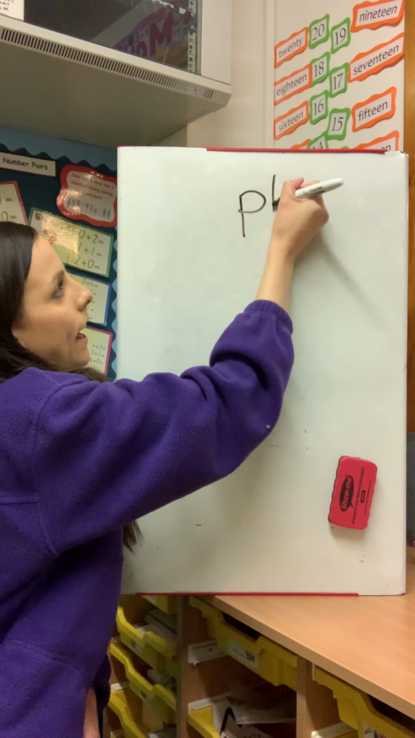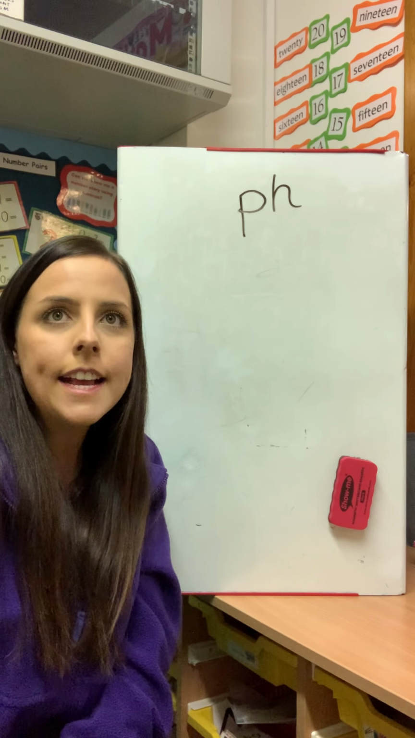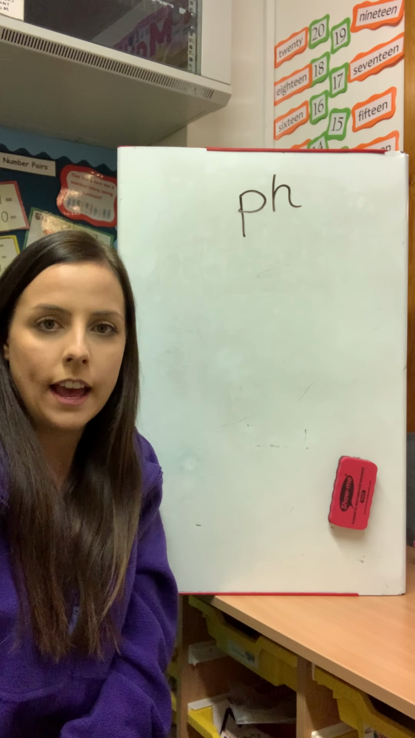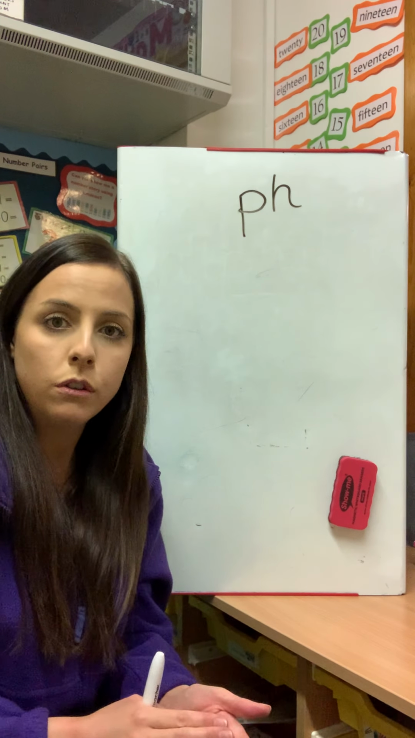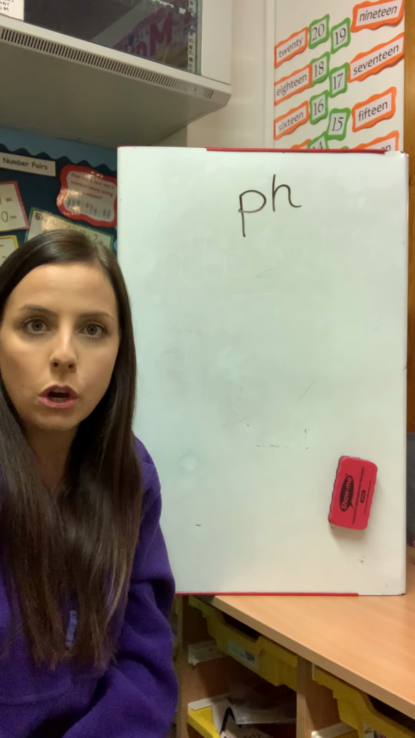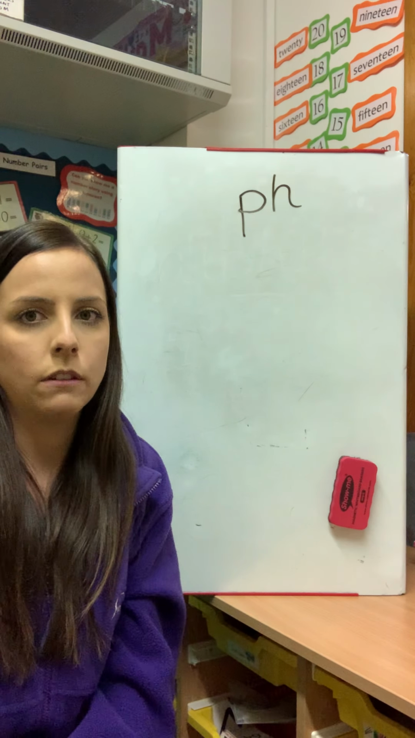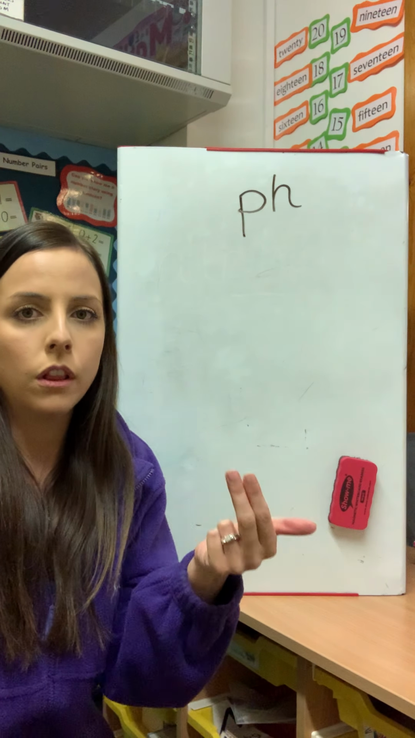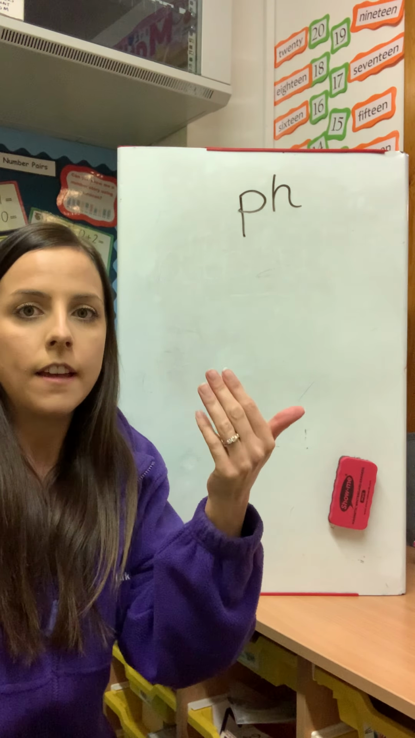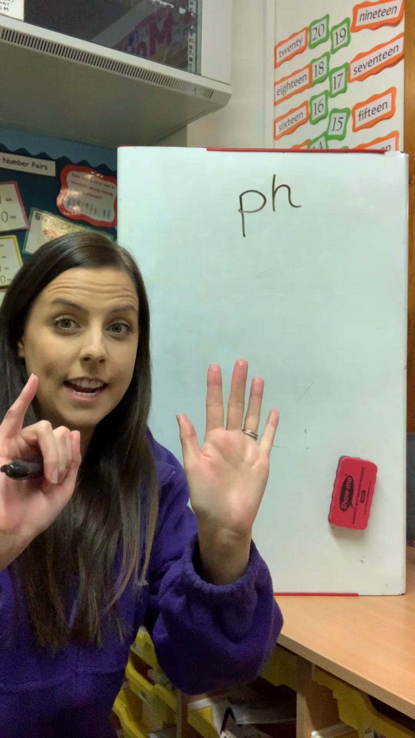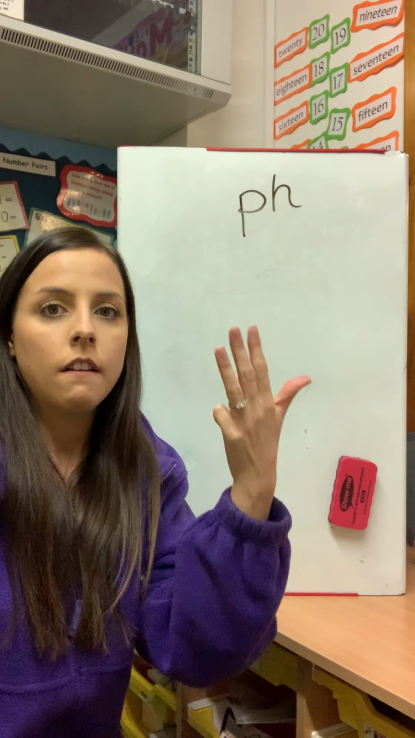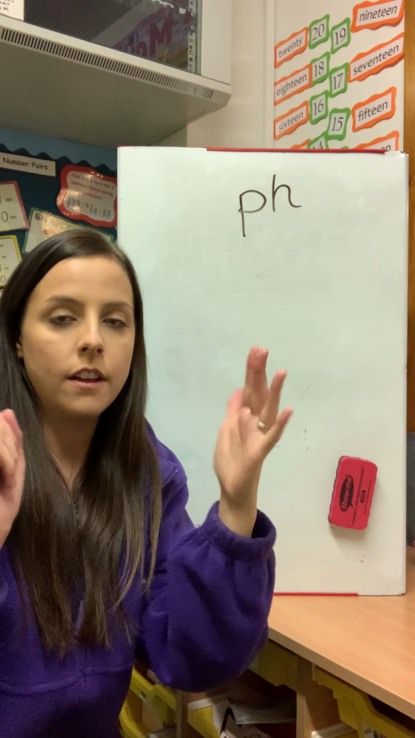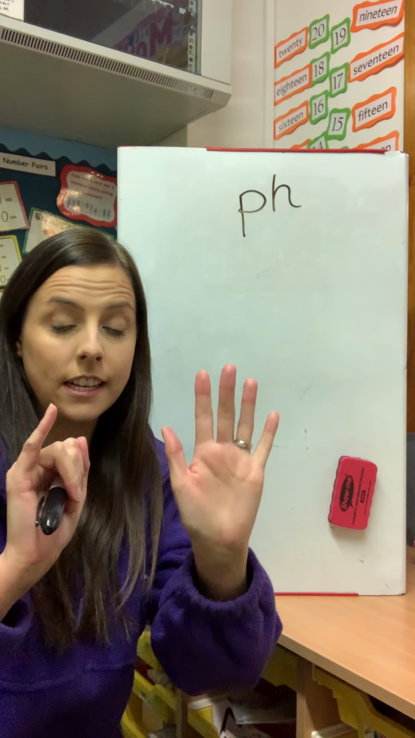Okay, so the first word I'd like you to have a go at is dolphin. Break it up into sections to make it easier for yourself. Dol, fin, dolphin. Let's see if we can count the sounds. D, o, u, l, f, i, n. Let's try again. D, o, u, l, f, i, n. Dolphin. There are 6 sounds.